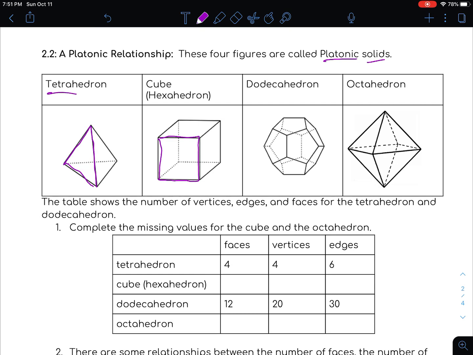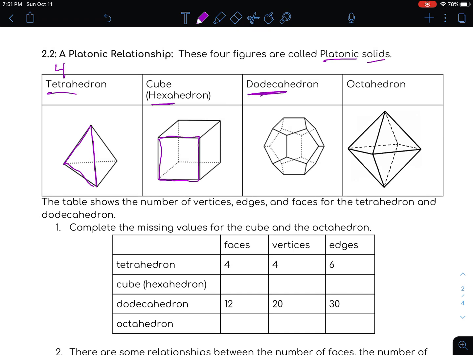So the first one's called a tetrahedron. Tetra, if you know the game Tetris, means 4. It's a prefix. Now I'm forgetting if it's a Greek or a Latin prefix, but it means 4. All right. Hexa means 6. So your classic cube or dice has 6 sides, right?